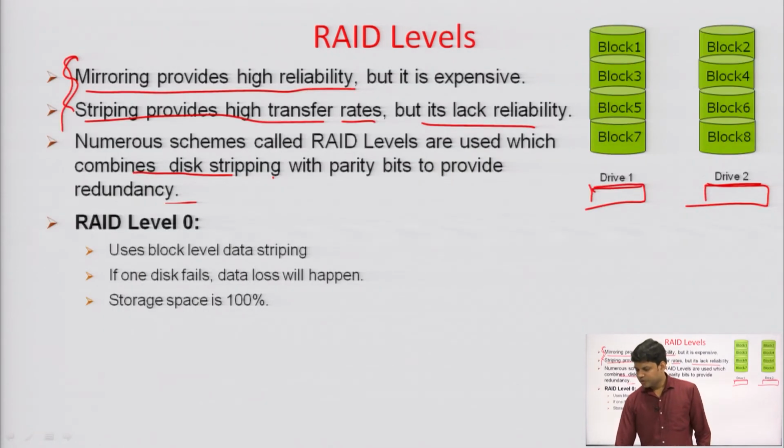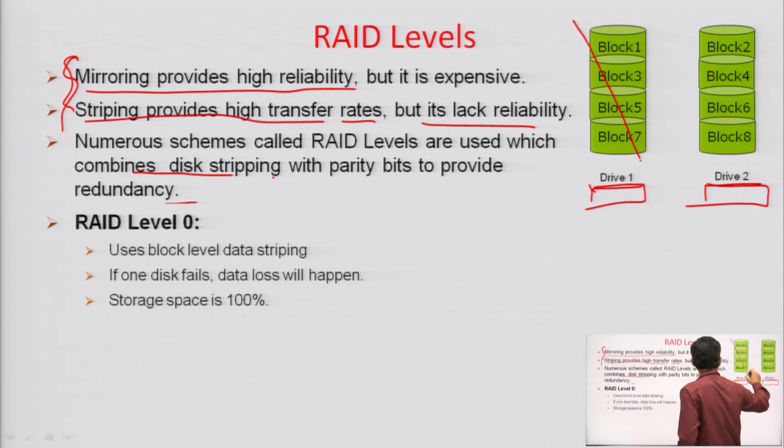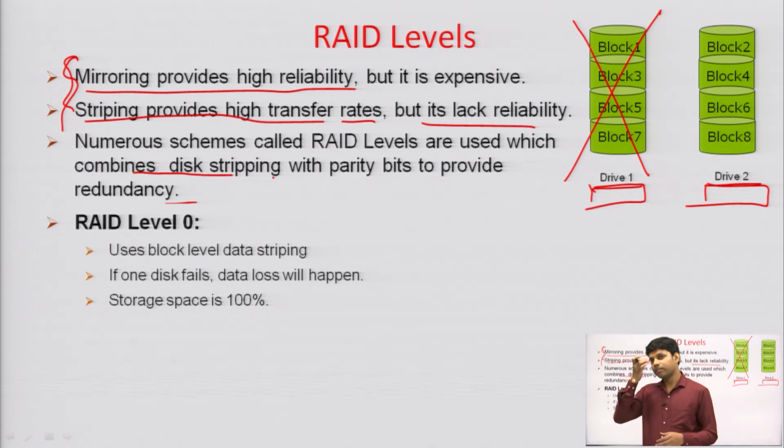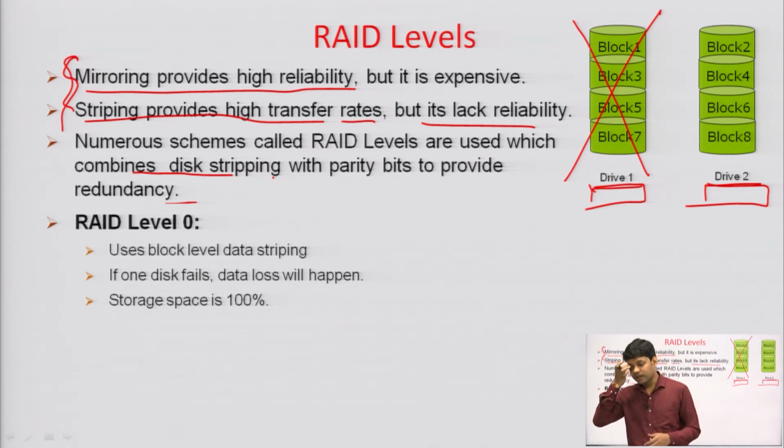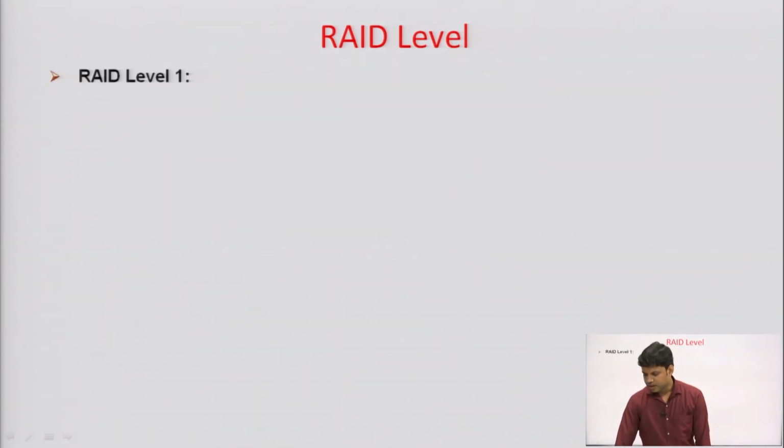Okay, so you can see if this disk fails, there is no way to get the data back. The data loss will happen. So this is the disadvantage of RAID level 0. Now we will see RAID level 1.